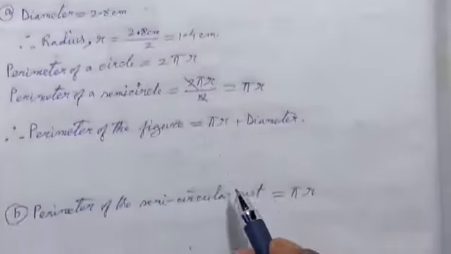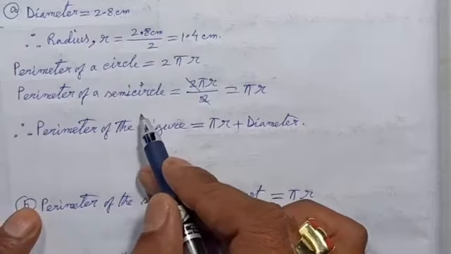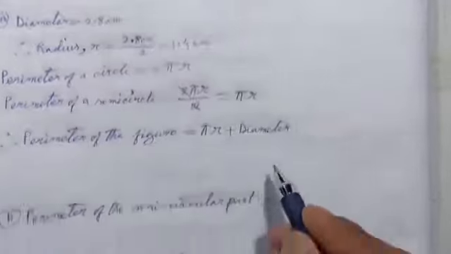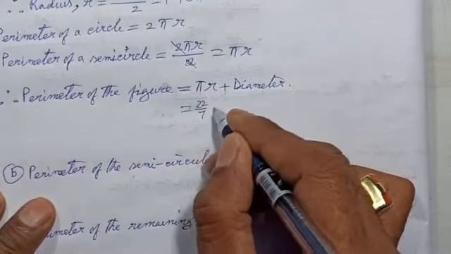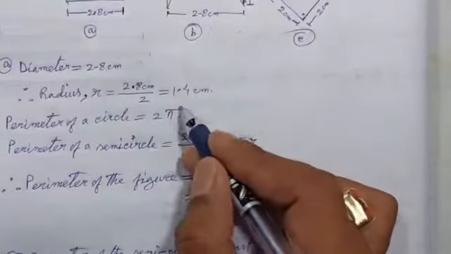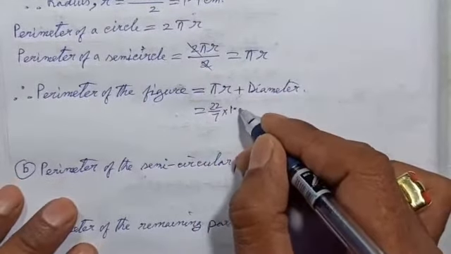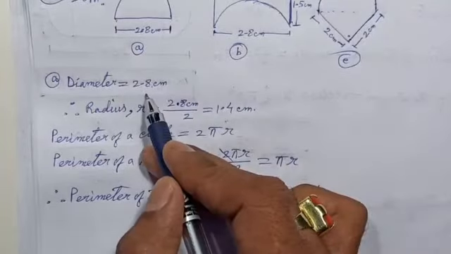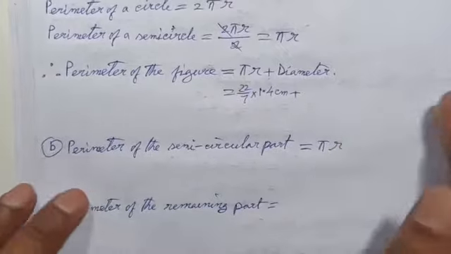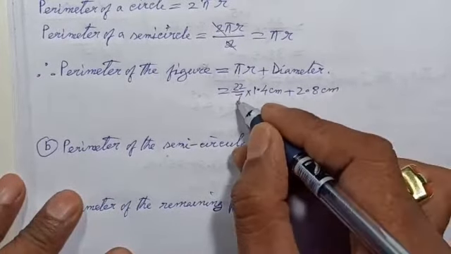So this pi r is the perimeter of a semicircle. Then after that plus the diameter, from here up to there is the diameter. So plus diameter. So pi is 22 by 7 and the radius is 1.4. So 1.4 centimeter plus the diameter is here. The diameter is 2.8. So the diameter is 2.8 centimeter.